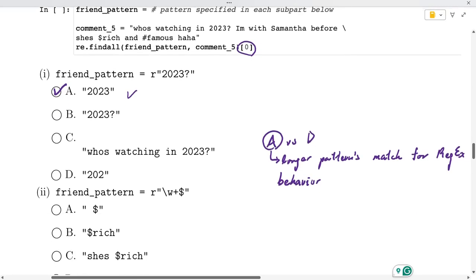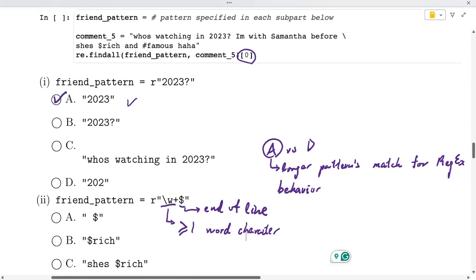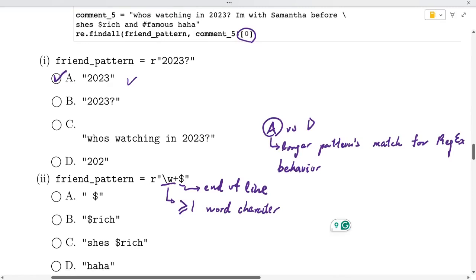And then the next subpart asks what's the pattern that will match this: word character plus and then a dollar sign. Whenever you see a regex pattern and it seems kind of mysterious, what you can do is decompose the pattern and write out in English what this means. For example, this is more than one word character. And the dollar sign here is actually not just a dollar sign, it means the end of a sentence or the end of a line. So you're searching for, essentially, the word characters that precede the end of some line. And in this case it looks like haha, because haha is at the end of the line and it's also a sequence of word characters alone.